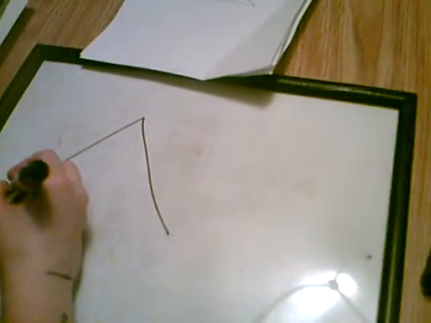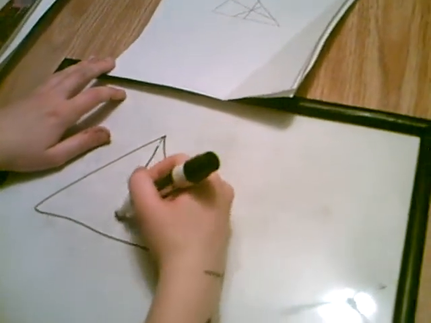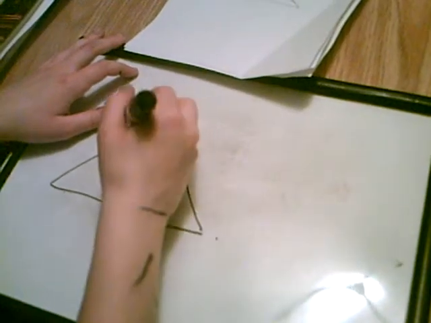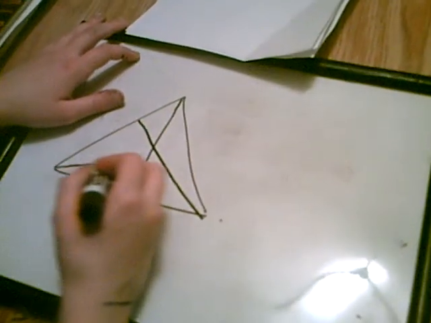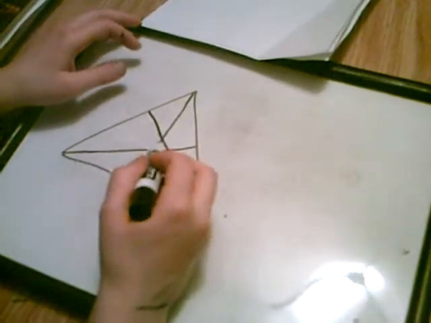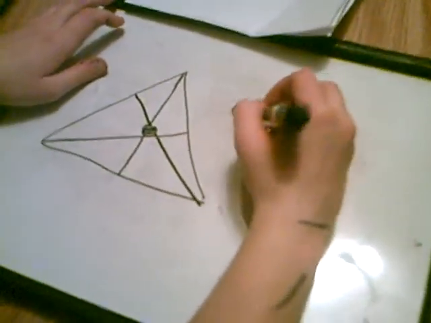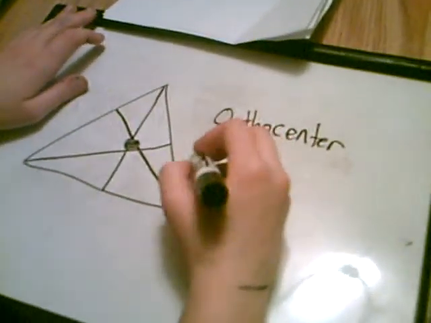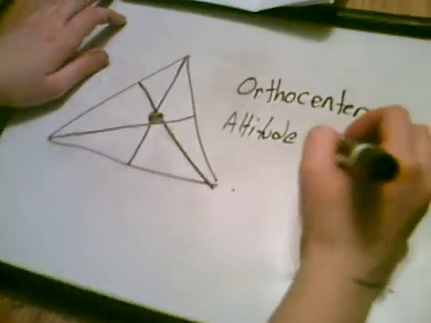Alright, now, if you use the altitudes, which are when you have a perpendicular coming from a vertex. Let's see, I'm just going to guess here. This probably isn't even close to accurate. Nope. If I'd done it right, they would all meet at a certain point. And that's called the orthocenter. And that's altitude concurrency.